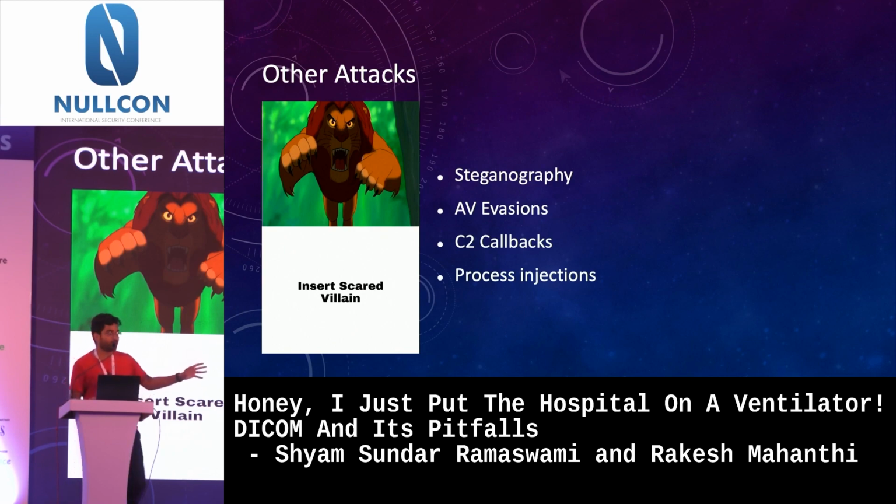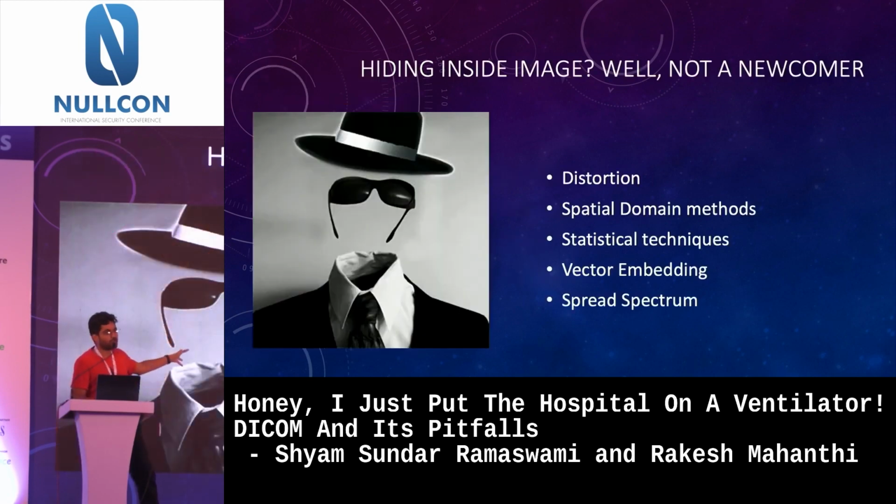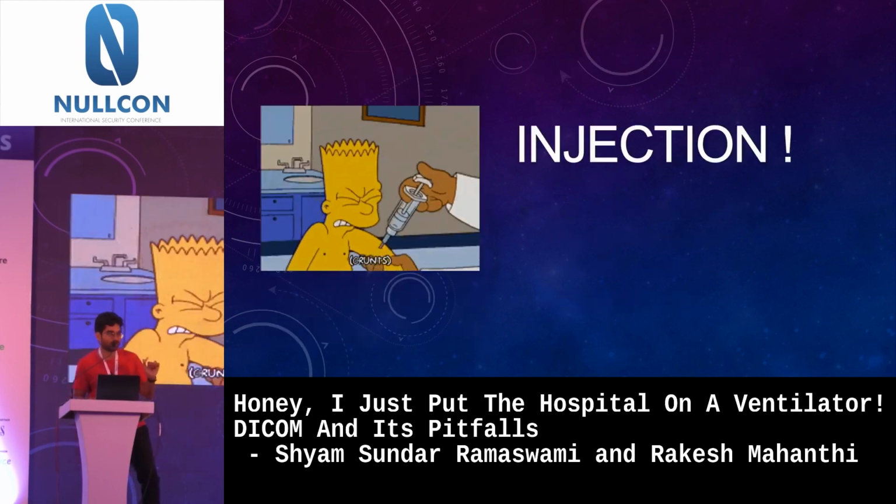And then finally, my favorite topic, process injections. I'm going to talk more on process injections, but there was a lot of research done on this. I'm not going to cover the section which talks about hiding malware or data in an image, which is called steganography. You have a lot of steganographic techniques which were used during the World War times to transfer secret information. But there are a lot of attacks and techniques like distortion, vector embedding, spread spectrum, which we're probably not going to talk about. We are going to talk about the most interesting topic, injection.